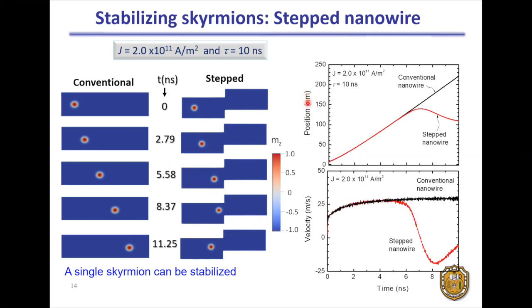Now, this is a comparison of the position of the skyrmions in the conventional one and in the stepped one. You can see continuous motion of the skyrmion until closer to the edge. Okay, the edge is 300 nanometers. However, you can see with time when it reaches the stepped region, it will stabilize, and you can see the velocity also. Like a bounce back, it's negative velocity, and stabilizes almost at zero. So that shows the efficiency of using stepped devices for stabilizing skyrmions.